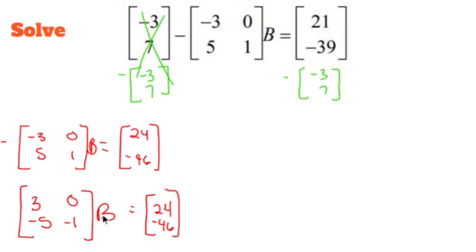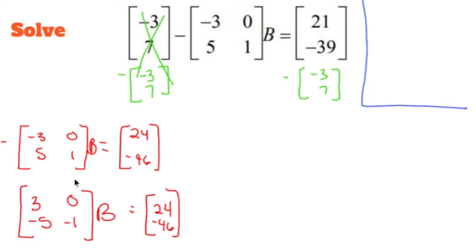All right, now this is very important. You can't divide by a matrix. It's impossible. But what you can do is multiply both sides by its inverse, and that essentially does the same thing. So what I need to do is find the inverse of that guy and multiply it to both sides.